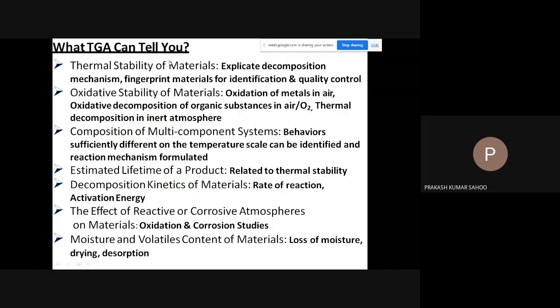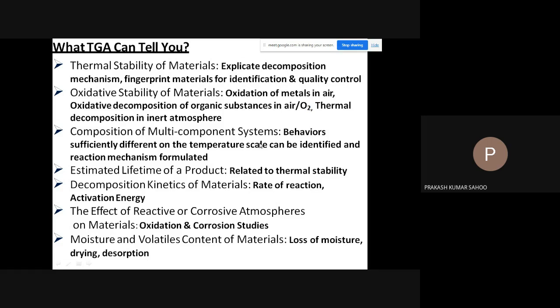And what can TGA tell you? It can tell you the thermal stability of the material, that is how much temperature or how much heat the material can sustain. Well, this analysis can also explain the decomposition mechanism, fingerprint material for identification and quality control. And oxidative stability of the material is also there. That is, in presence of oxygen this compound may oxidize or decompose, or thermal decomposition will occur in an inert atmosphere. This can be studied.